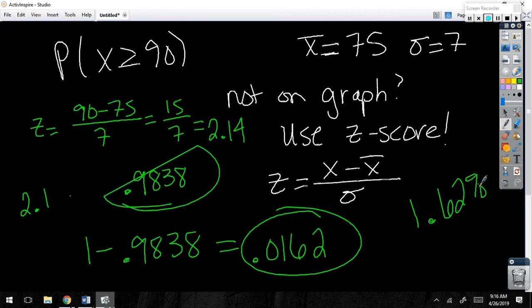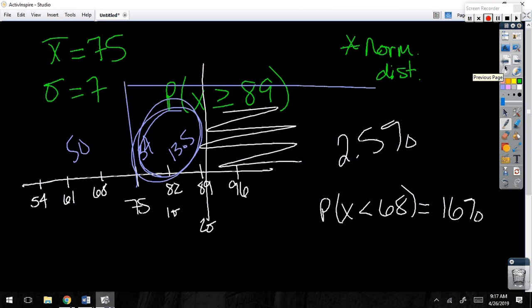Does it make sense how you're going to use the chart if your magic number doesn't show up on here? Wait, you use the Z thing. Like the one that we did, 89 was on the graph, but 90 is not. So if it's on there, it's easy. You can use the chart that you derived to start with.